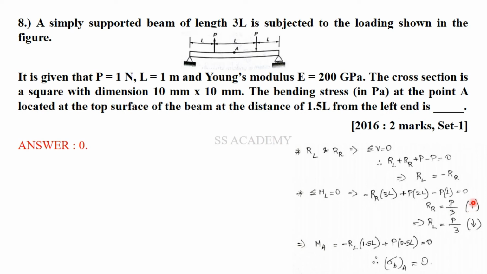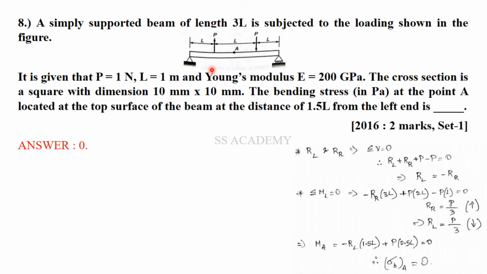So RR is P by 3 in the upward direction. We have found that RL is equal to minus RR, that is, equal and opposite in direction. So RL is equal to P by 3 in the downward direction. Now we are to find the moment at A.